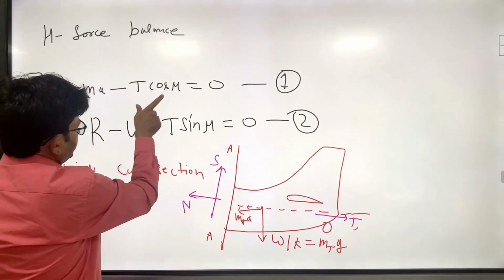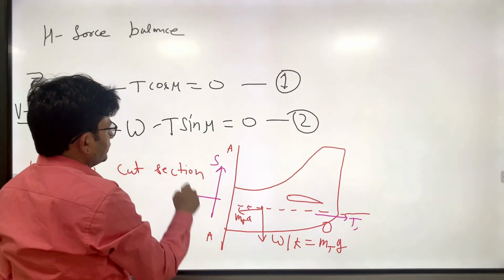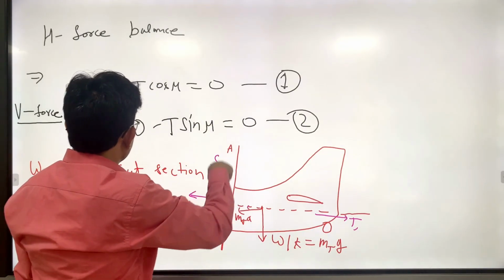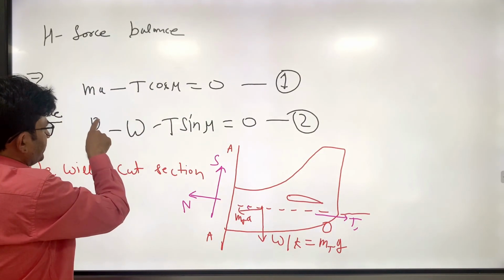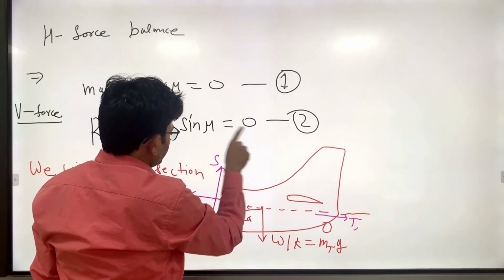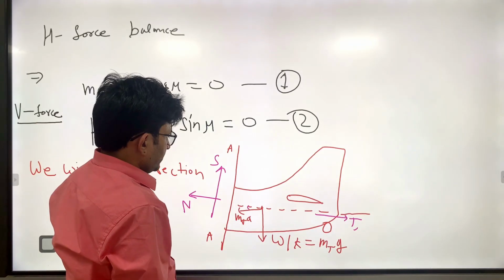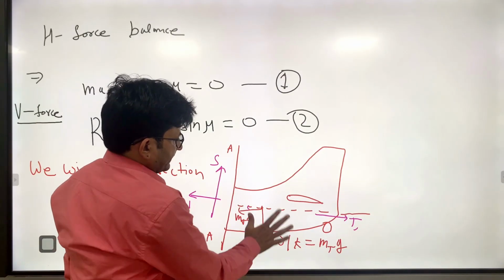So one component will be T cos mu, another component will be T sin mu, which is R minus W minus T sin mu. So T sin mu will act downward, W is acting downward, R is acting upward. So that is why the balance is R minus W minus T sin mu equal to 0. These are two equations. Now when you cut this section, you have a separated tail part.